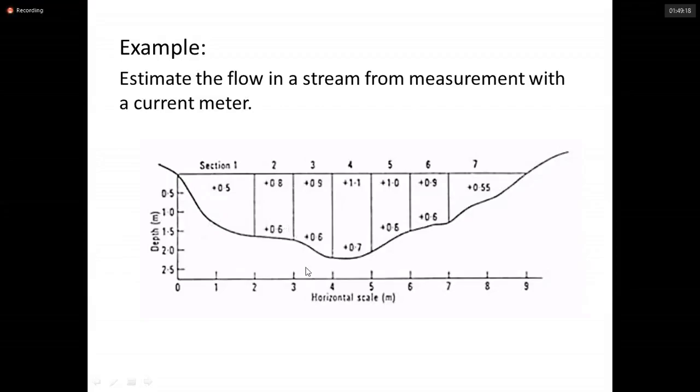With that you can calculate the area, and they will give the velocity. For the 2 side portions, the velocity is at 0.6 depth, and for the middle portions, at 0.2 depth and 0.8 depth. So for the middle portions, you have to take the average velocity, and for the 2 side portions, you can directly use this velocity.